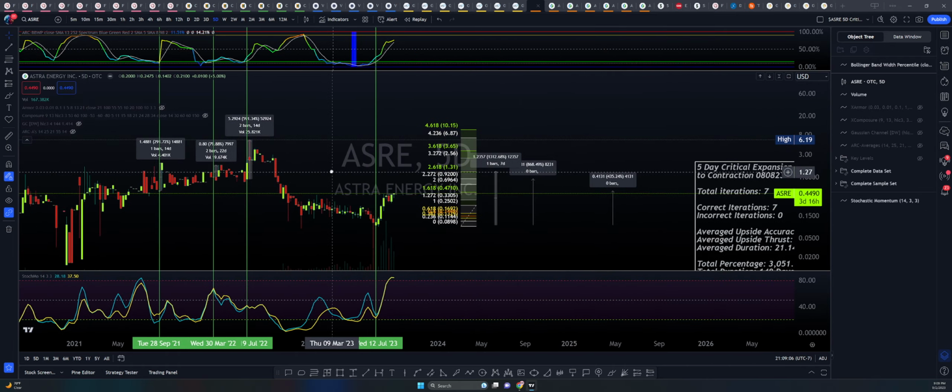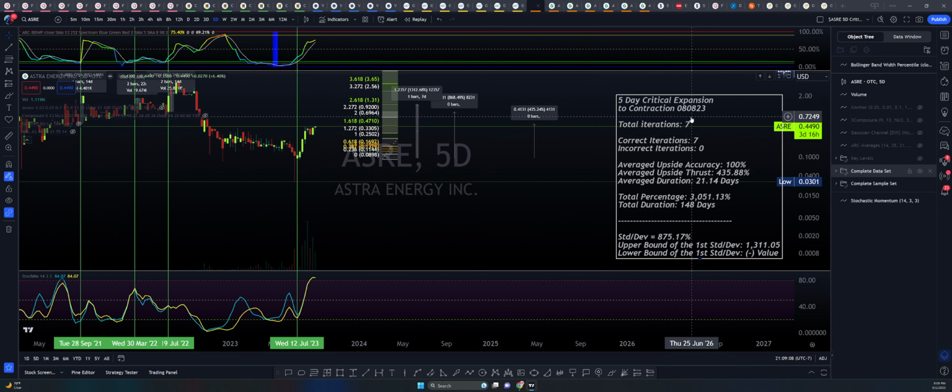That actually has given us 7 total iterations, of which 7 have been correctly guessed towards the upside. That gives us a 100% upside accuracy for now. Of course, we don't have that many iterations, but as time moves on, this will start to deviate and it'll start to naturalize, as things would, using repetition and frequency.